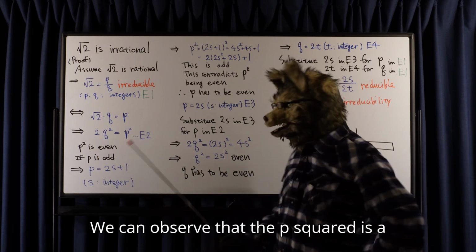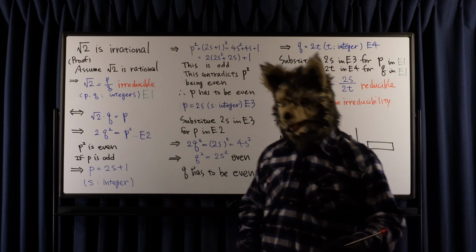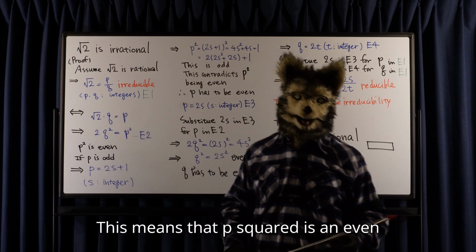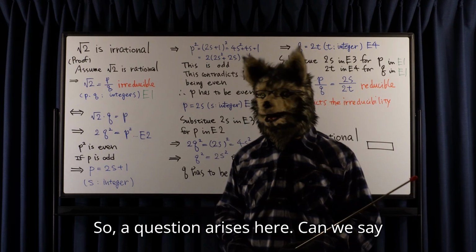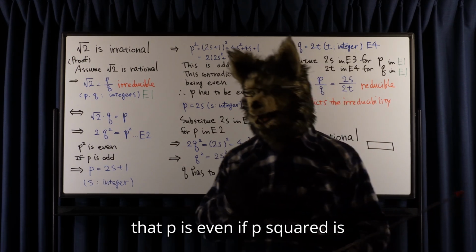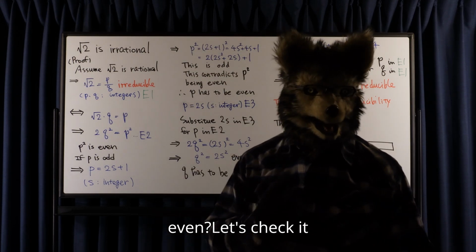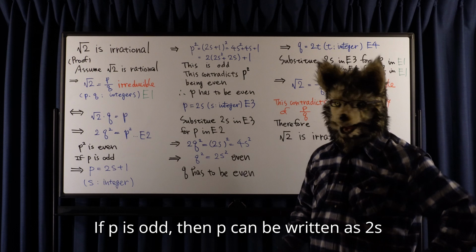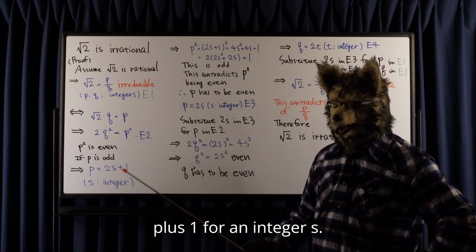We can observe that p squared is a product of 2 and some integer. This means that p squared is an even number. So a question arises here. Can we say that p is even if p squared is even? Let's check it out. If p is odd, then p can be written as 2s plus 1 for an integer s.